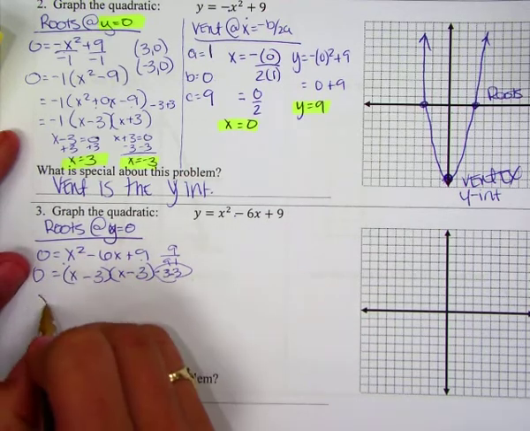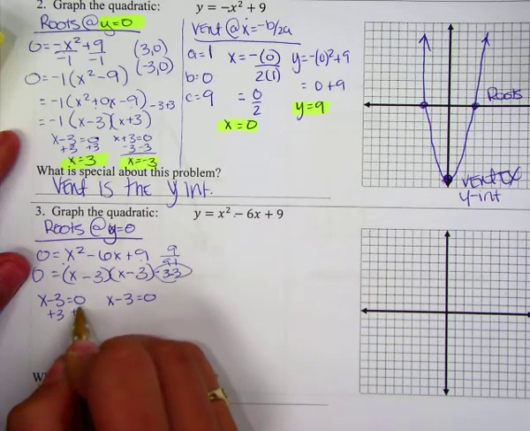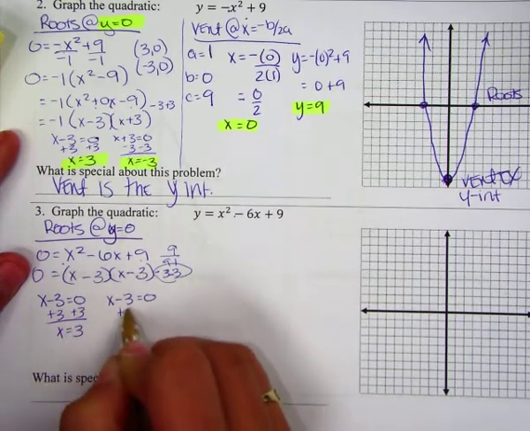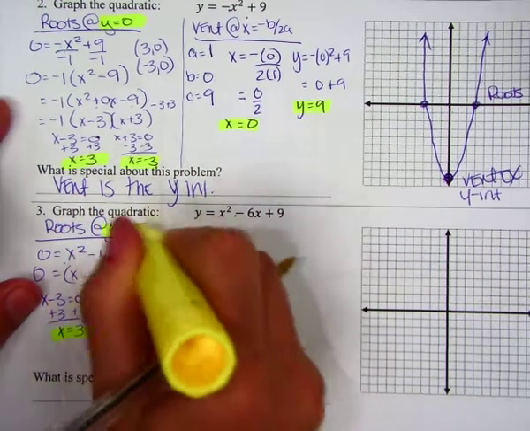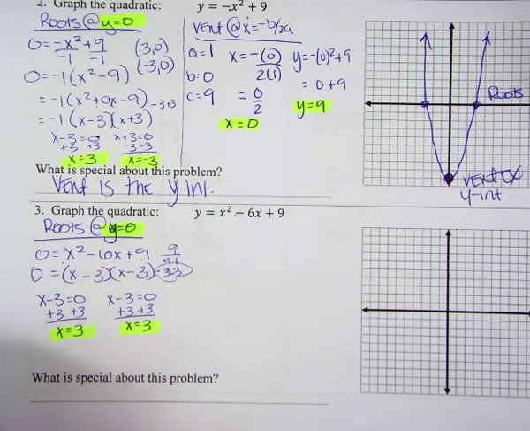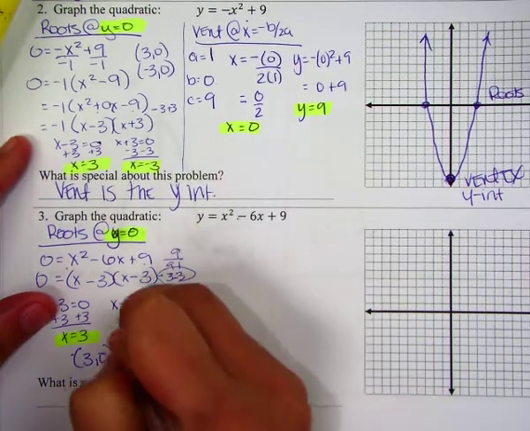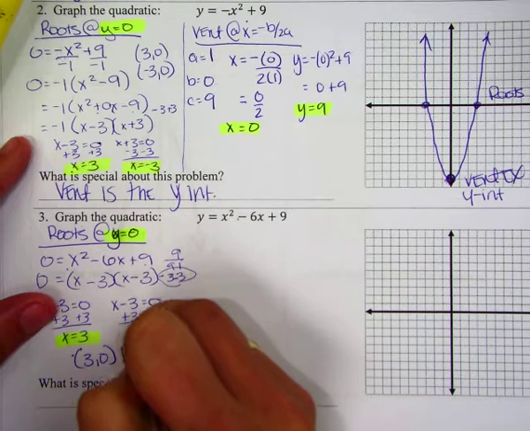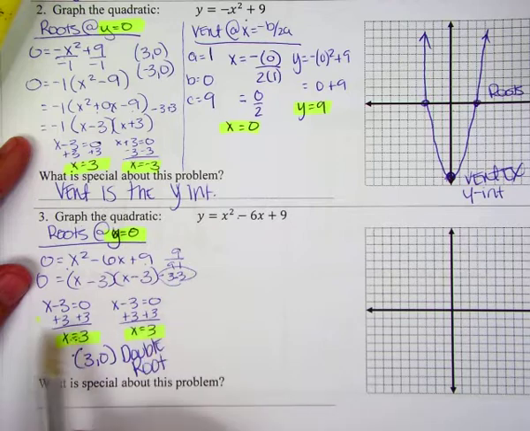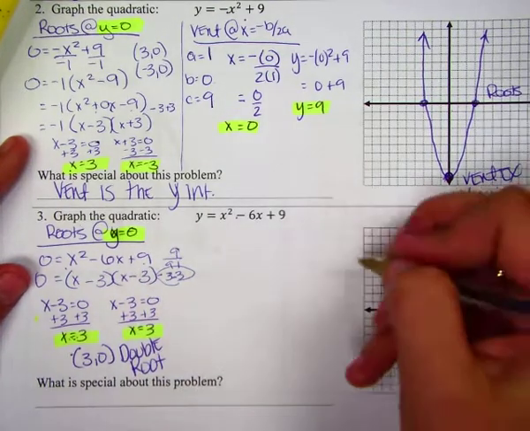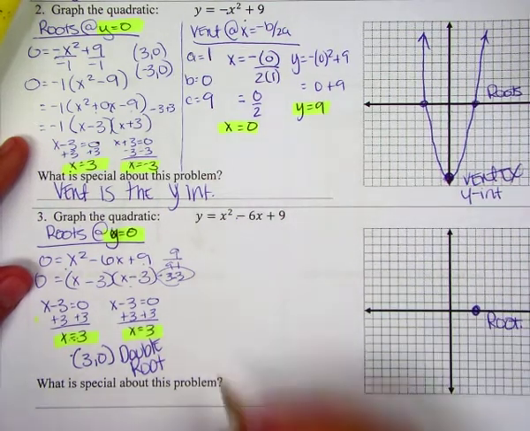I need to set both of these equal to 0. Add 3. x equals 3. And our roots are (3, 0) and (3, 0). So really, our root is only (3, 0). This is what we call a double root, meaning that there's actually only one root, and the binomials are just two of the same things, because technically this is a perfect square. So (3, 0) is our only root.